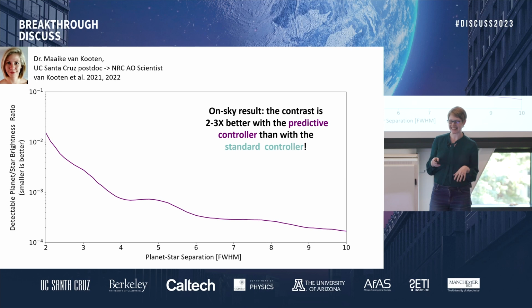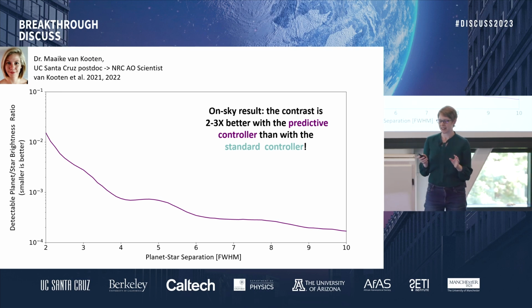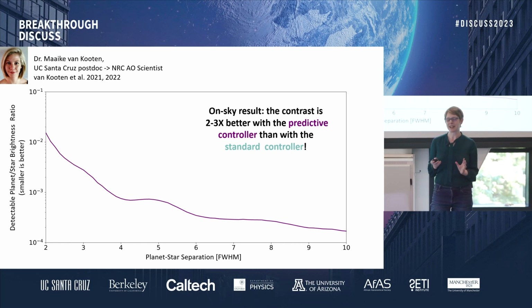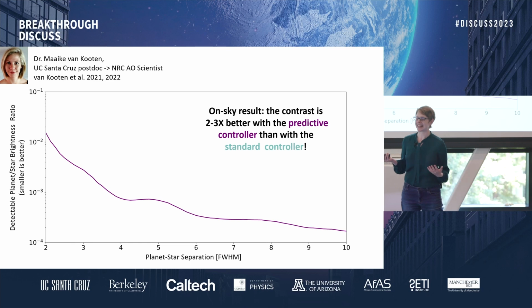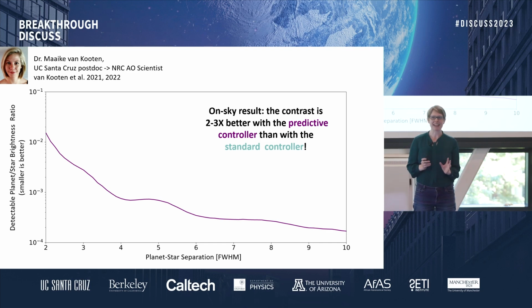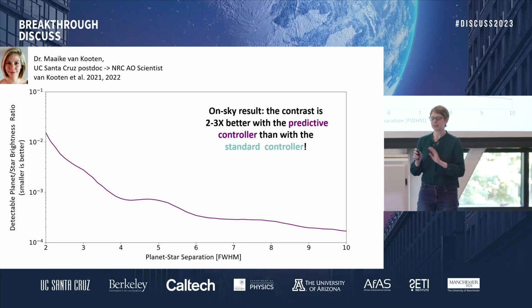But what we found is that our contrast, so how faint of a planet compared to its star we could observe, was about 2 to 3 times better when we implemented the predictive control compared with the standard controller. So that was a really exciting performance upgrade to us, but of course it's not the same as that several orders of magnitude improvement that we might have thought based on a simulation alone. So now our tough task is to say how can we bring our on-sky performance closer to what we might expect from predictions. There are a bunch of issues in that vein that we can address.